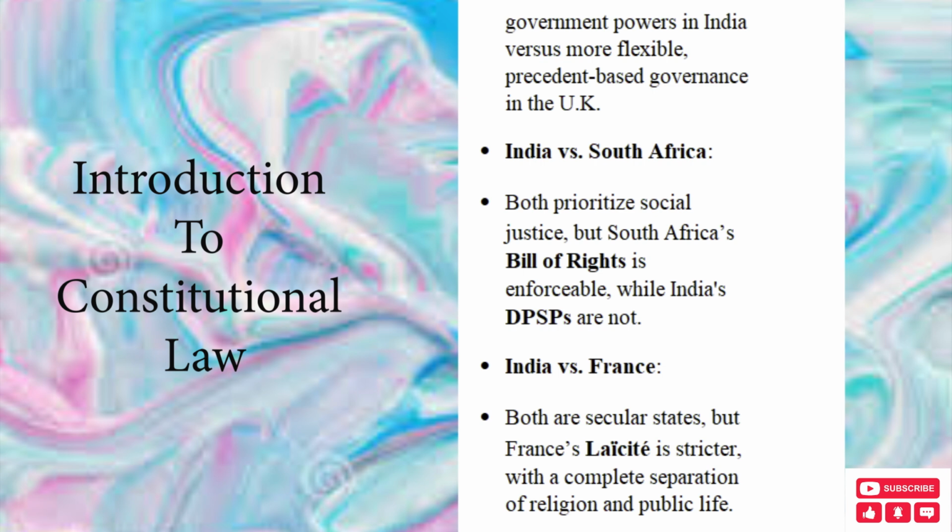Both India and France are secular states, meaning they don't endorse any official religion. However, the approach is slightly different. In India, secularism means the state respects all religions equally and doesn't interfere in religious affairs unless necessary for social reform. In contrast, France follows a strict form of secularism called laïcité, which demands a complete separation between religion and public life.